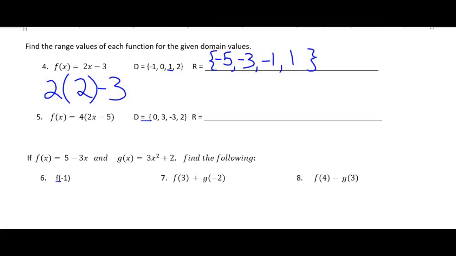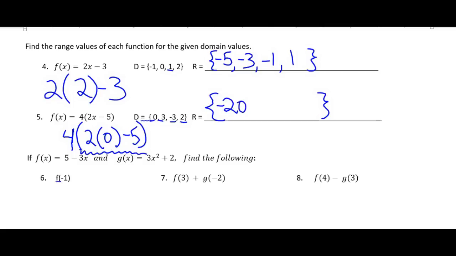Number 5, we have a new function, 4 times parentheses 2x minus 5. We're plugging in 4 new numbers, and we're going to get 4 new range values. So got to remember PEMDAS here. 2 times x minus 5. Plug in a 0. You get parentheses first. So I'm doing this part first. 2 times 0 is 0, minus 5 is -5. Then multiply by 4, you get -20.